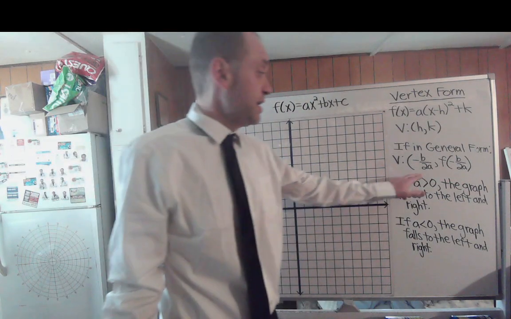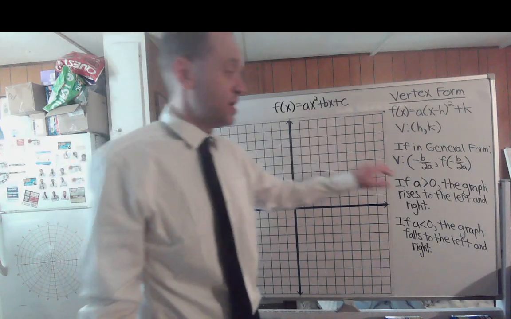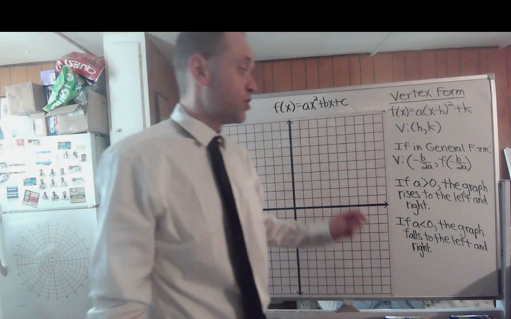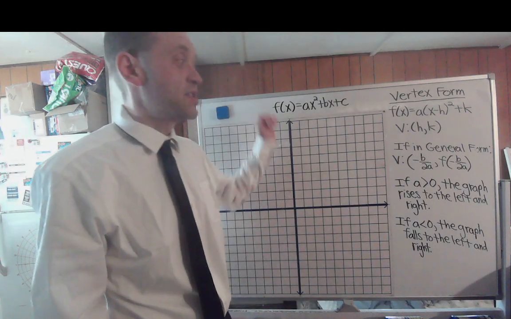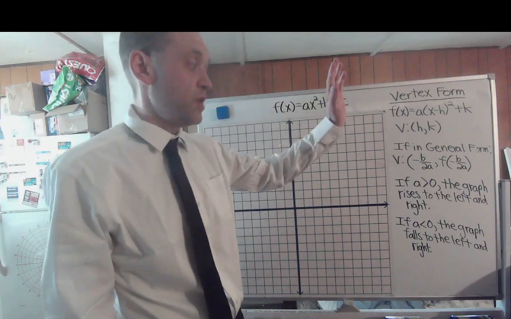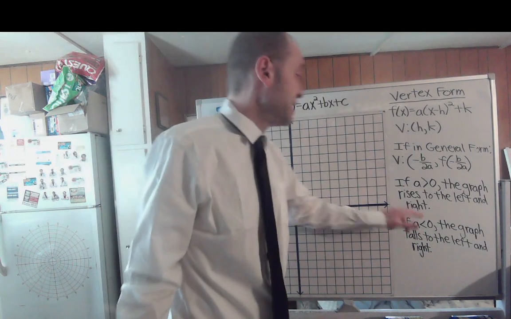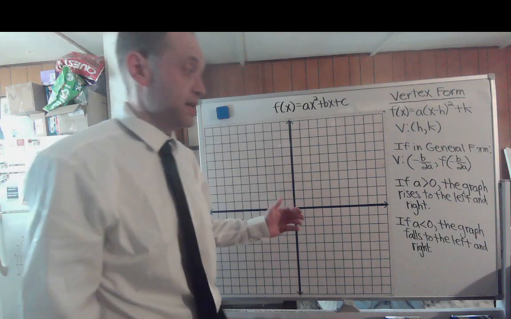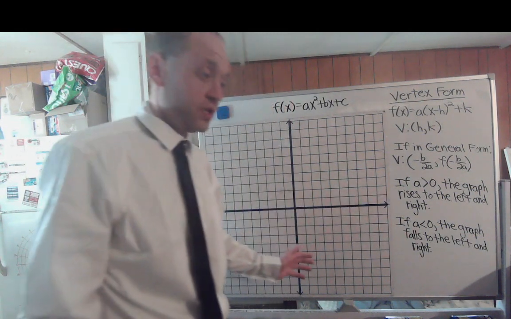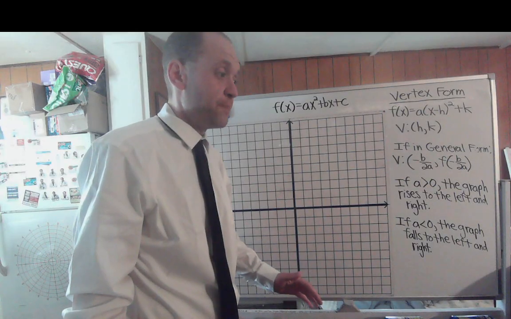Now, if your leading coefficient a is greater than 0, the graph of the parabola rises to the left and rises to the right. If your leading coefficient a is less than 0, if it's negative, the graph falls to the left and falls to the right.